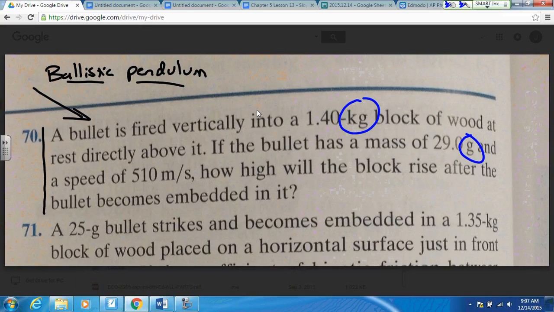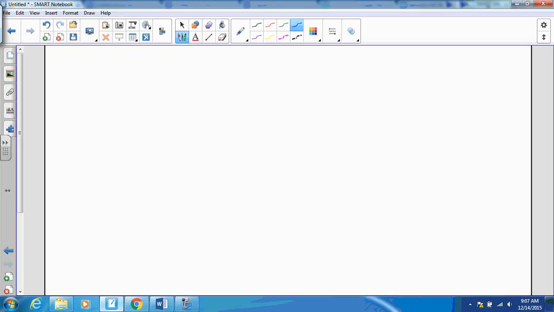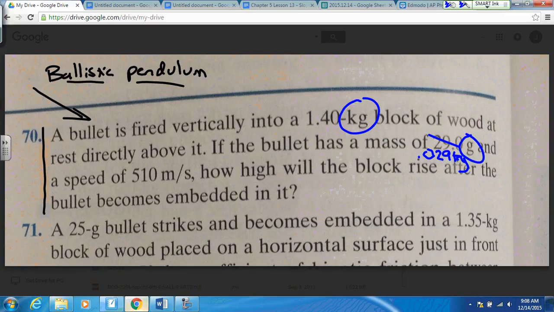And when I do, I actually do it kind of automatically. How many kilograms are we talking about? 0.029. So I just write that in and cross off the original, so I don't have to mess with it. The thing that is slightly tricky about this is that we need a before and after scenario. But actually, if you look carefully, you have a little bit more than that. The bullet is fired into a block of wood at rest directly above it, so that gives me my before scenario.